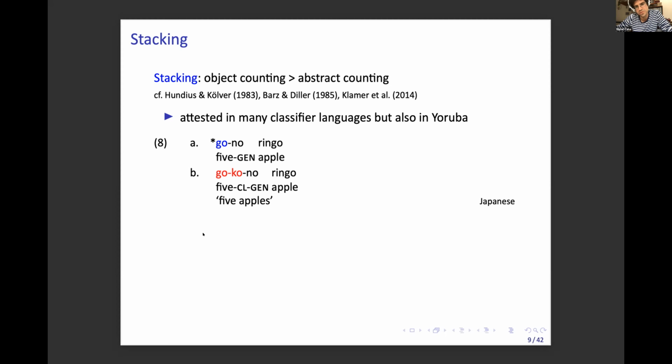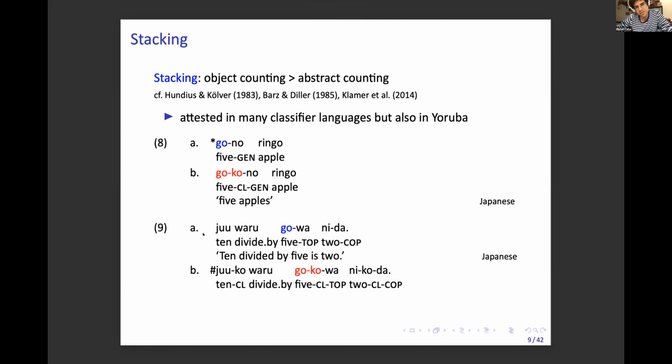the object counting use. However, if you have a mathematical statement in Japanese, such as 10 divided by 5 is 2, you have to drop the classifier, and so you only have the go as in 9a. Okay, and so we have a simplex numeral in the abstract counting use, but we have to add this classifier ko in the object counting use, and so we call that stacking because the object counting use has an extra morpheme.